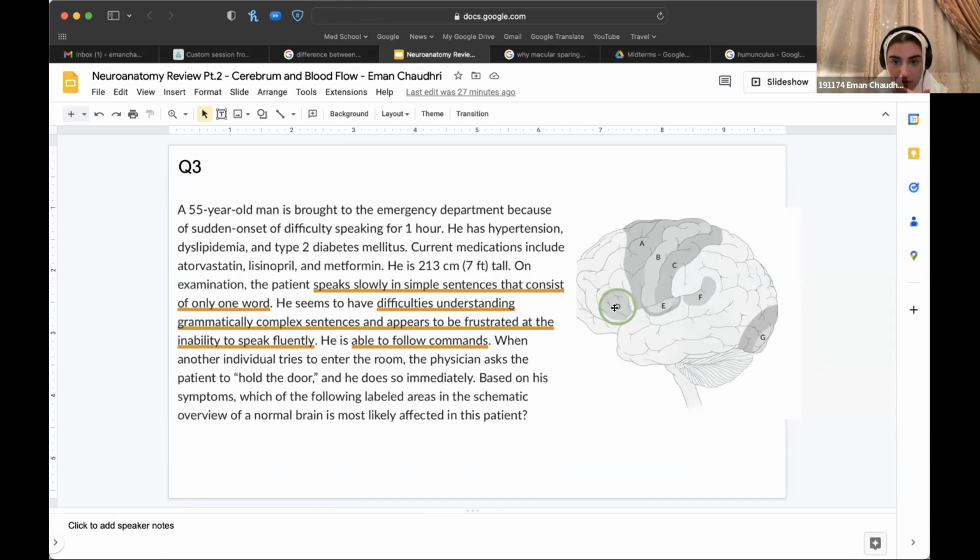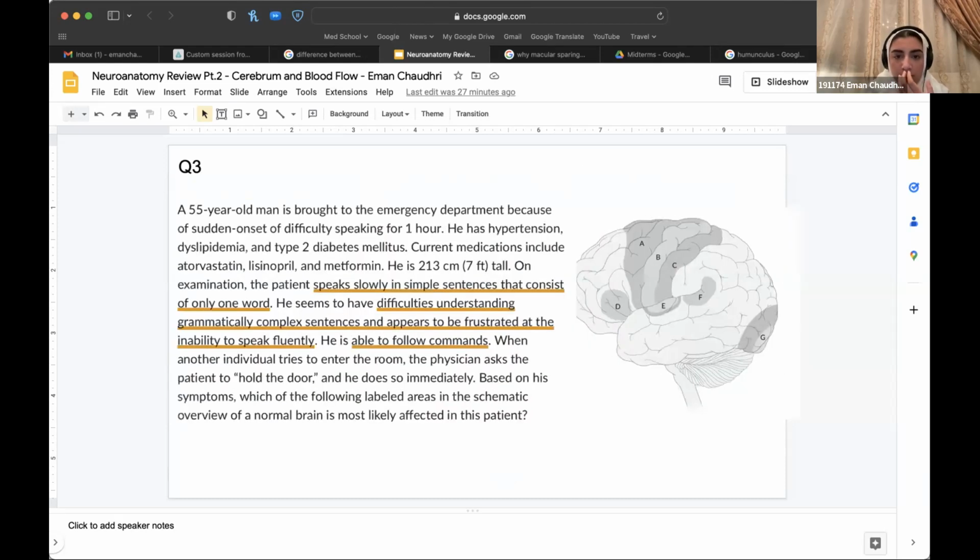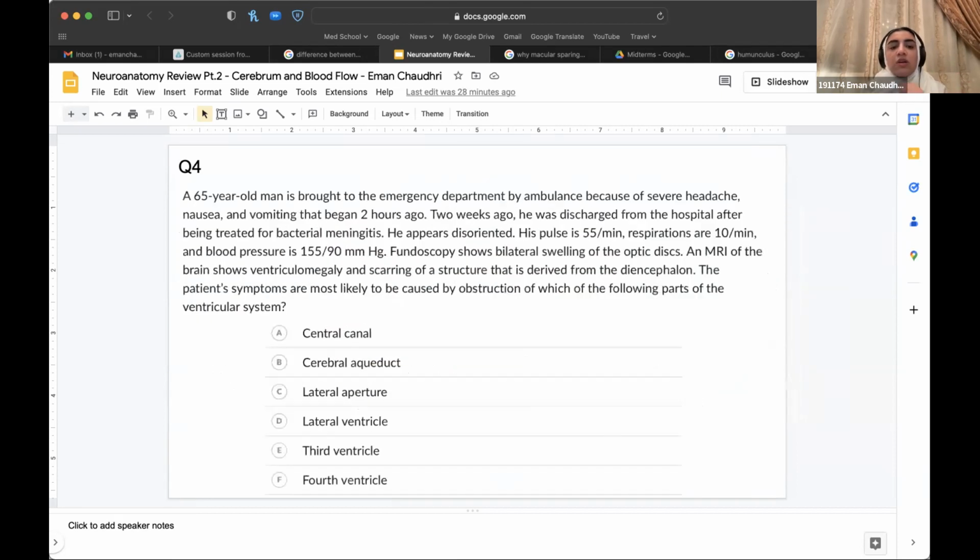Okay, so remember from here, this is Broca's area in the frontal lobe here. This is Wernicke's area. So this would not be Wernicke's aphasia. It's Broca aphasia, it's not Wernicke aphasia, because he is able to understand commands. He's just not able to express himself fluently. However, in Wernicke aphasia, you are fluent, but you're nonsensical. Okay, so this is D, Broca's aphasia.